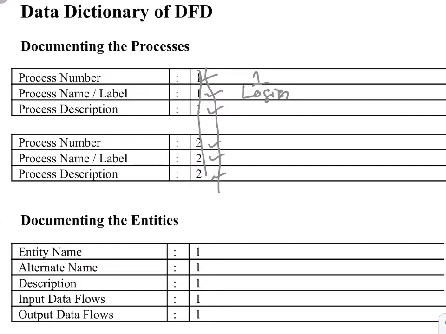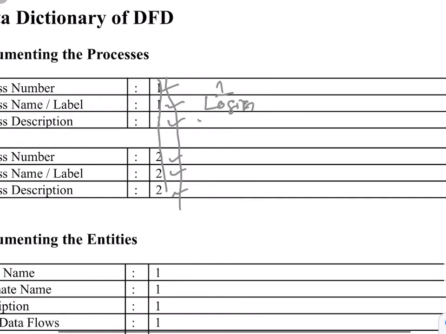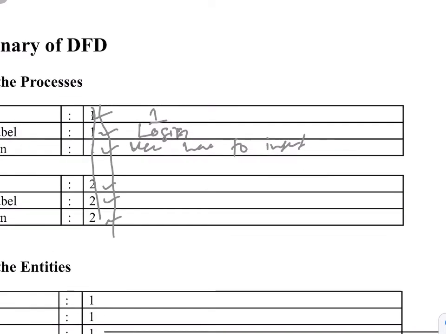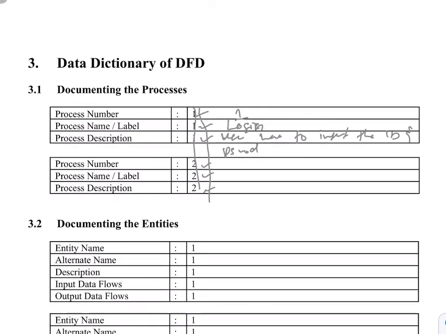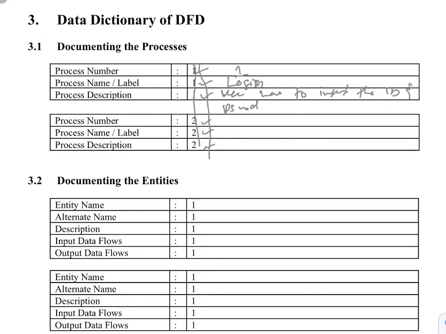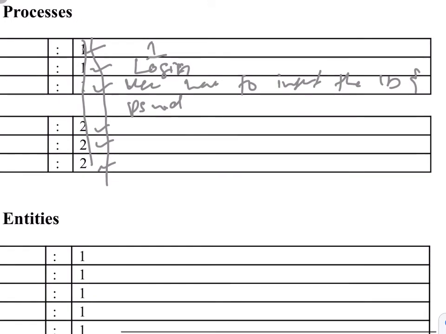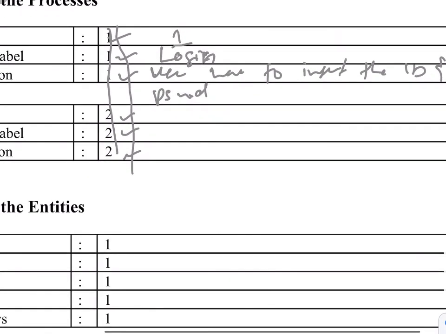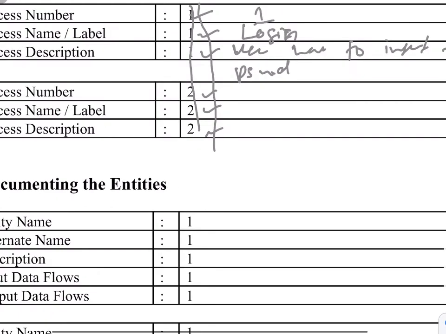Okay. And then process description, tulislah sikit. User have to insert the ID and password. Orang tahu dah. Bila login masuk ID password lah. Tapi ada je main tekan je, tak payah nak buat ID dan password. Kan? Macam komputer awak tu, kalau awak tak letak password, tekan je, login lah tu. So, you have to tell the description lah. You have to write the description here.